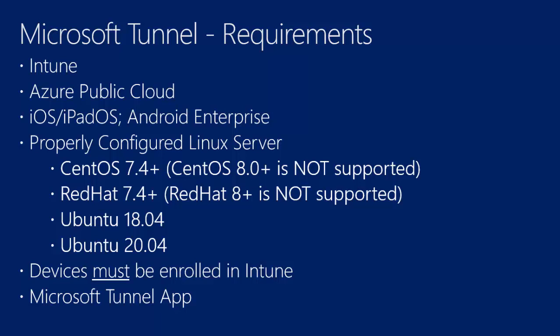We need a Linux server that is properly configured. Microsoft Tunnel does run on a Linux server. It hosts the Microsoft Tunnel Gateway service. This can be a machine that is virtual or physical. That's fine. And if it's a virtual machine, it can be either on-prem or in Azure, whichever you would like. It does need to be a 64-bit machine, and on the screen you'll see the list of distributions that are currently supported for Microsoft Tunnel.